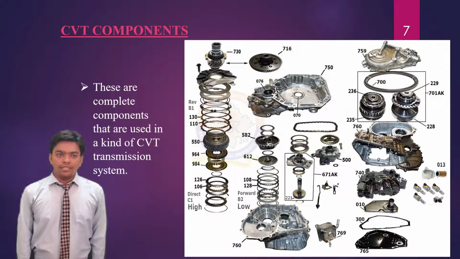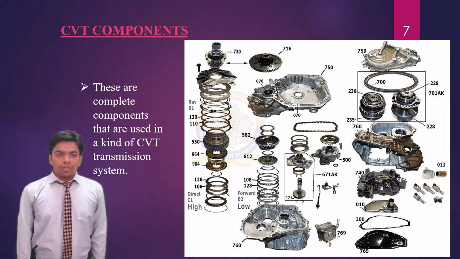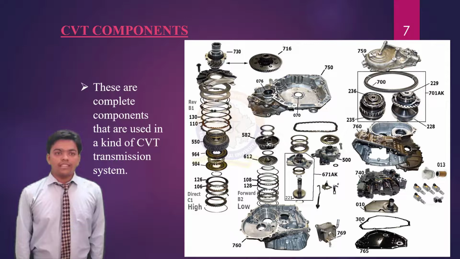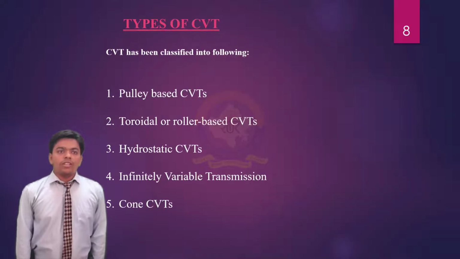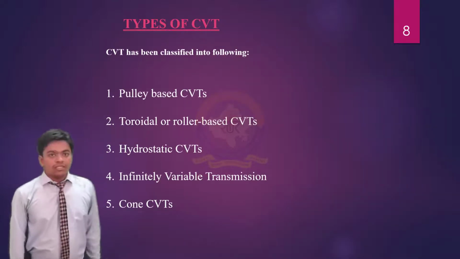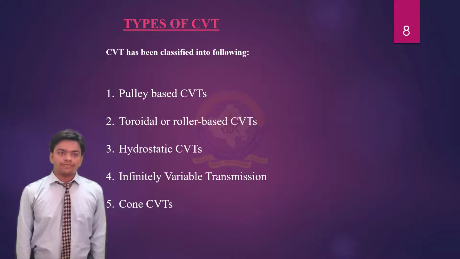CVT components. This diagram shows all the components that are used in a CVT transmission system, like input pulley, output pulley, high strength steel belt, clutch, etc. These are some common types of CVT that are used in industry: pulley-based CVT, toroidal or roller-based CVT, hydrostatic CVT, infinite variable transmission, and cone CVT.